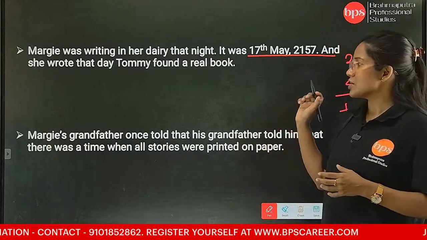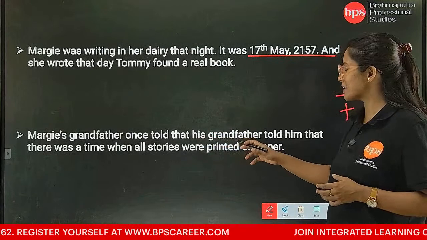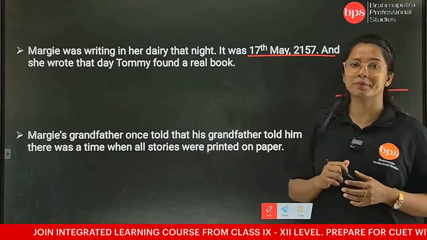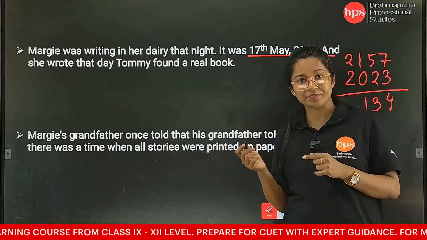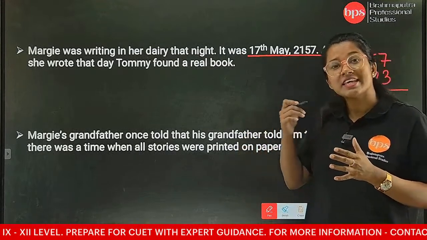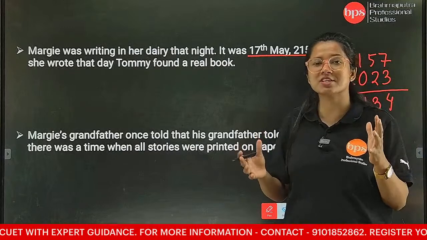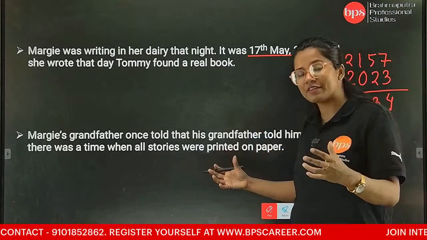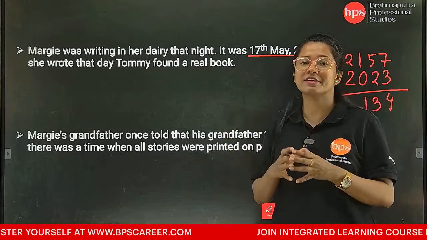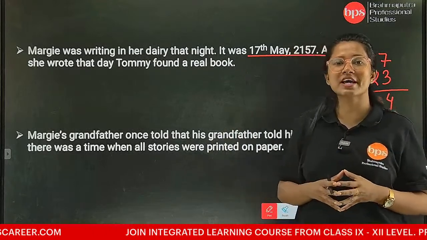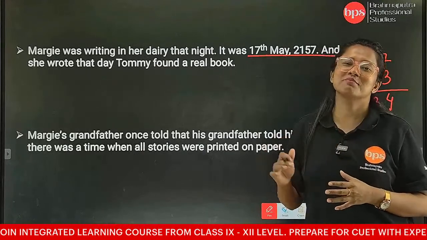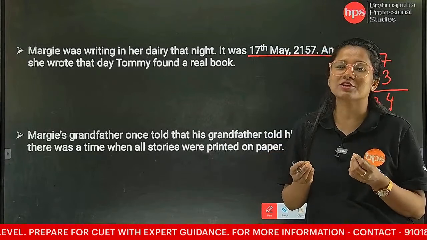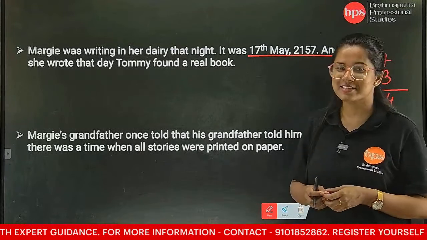Okay. So Margie's grandfather once told her that his grandfather told him that there was a time when all the stories were printed on paper. Now Margie's grandfather told Margie that his grandfather, that means it is a passage of time relating to the forefathers of Margie's grandfather. And this grandfather is telling that once upon a time stories were actually printed in books, and the books were tangible. That means you can touch the book, you can feel the book, and you can actually smell the new pages of the book.